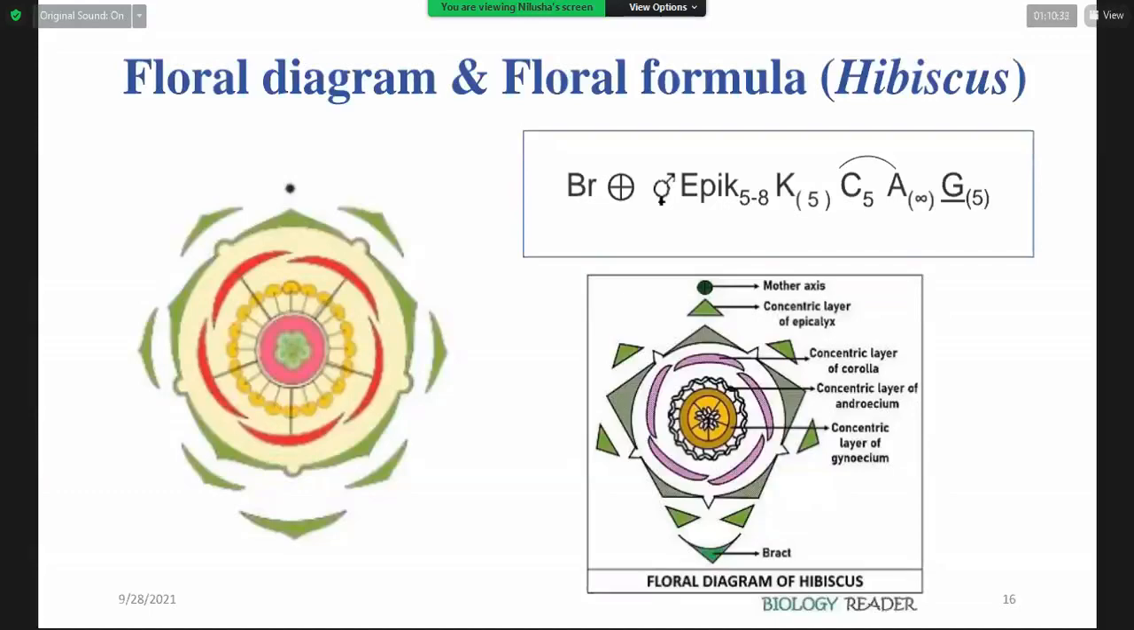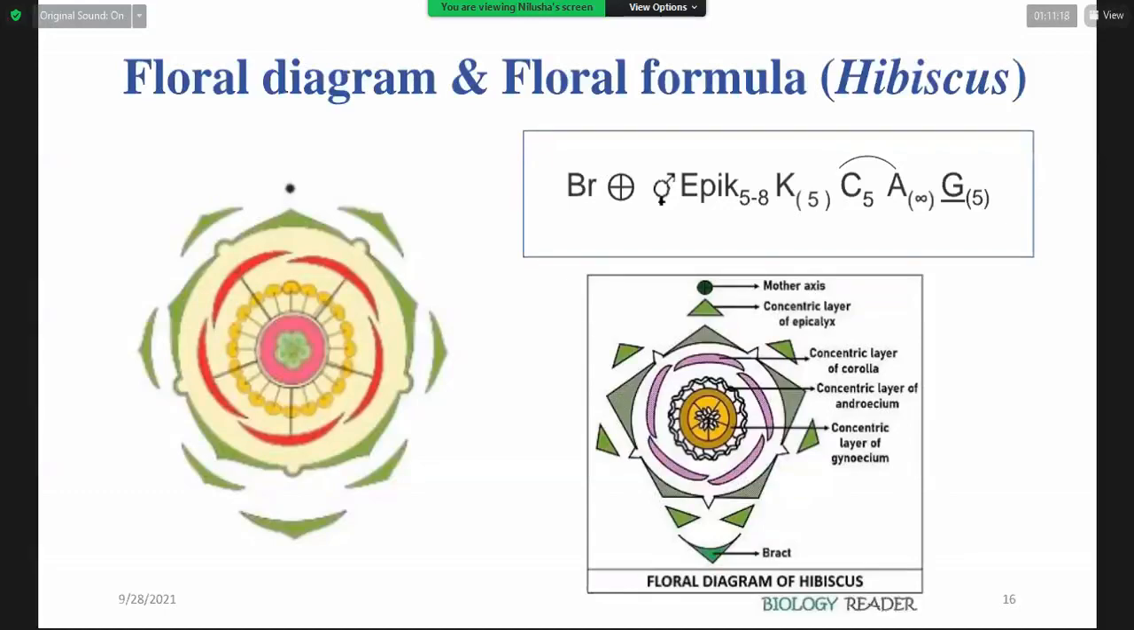The androecium is formed by the staminal tube. Around the staminal tube there are a number of reniform type anthers. The anthers are present in a circular manner around the staminal tube. Numerous anthers are there. Is it clear to all?